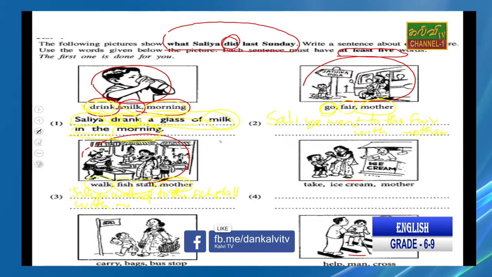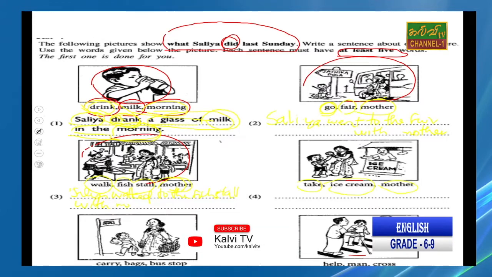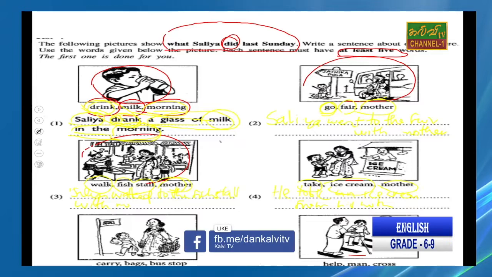Walk, walked. Here, next one: take, ice cream, mother. So you can write the answer. He, or Salia, took, not take, took, T-double-O-K, an ice cream. He took an ice cream from his mother. That's all they have expected from you using these words.